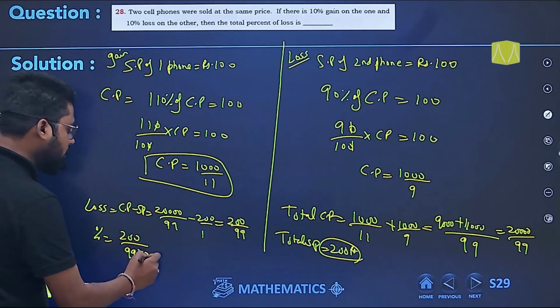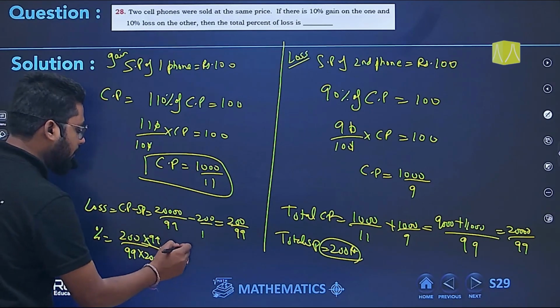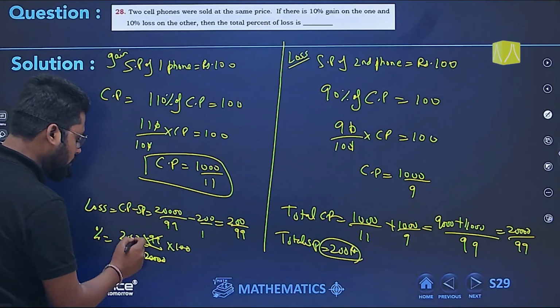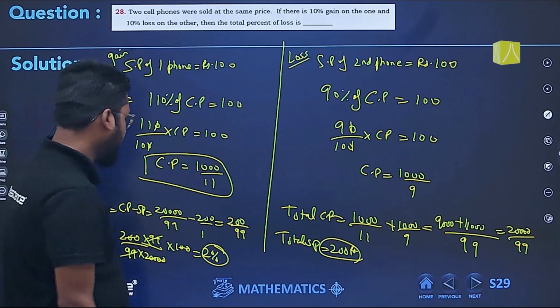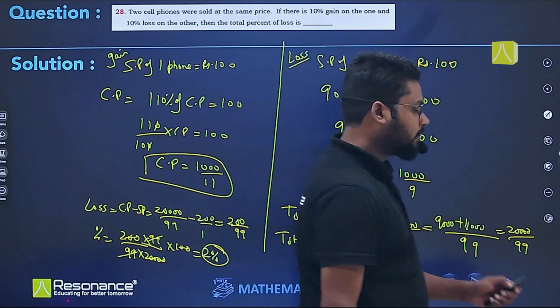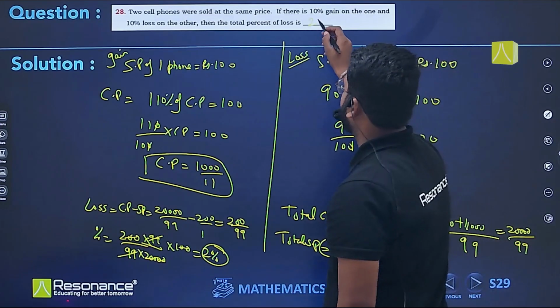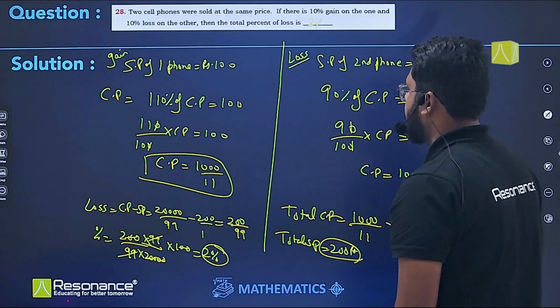So 20,000 will stay here and 99 will move to the numerator into 100. So that will cancel to each other, 2 to 2 and 2 to 2. So it is exactly the loss of 2%. Okay, loss of 2% directly.